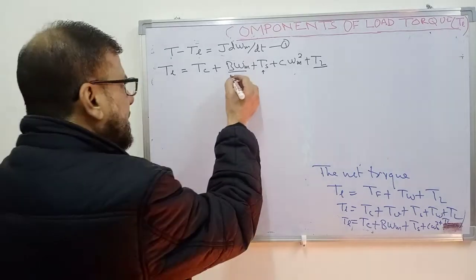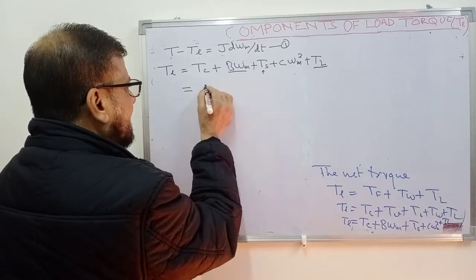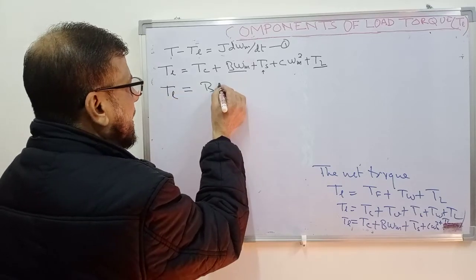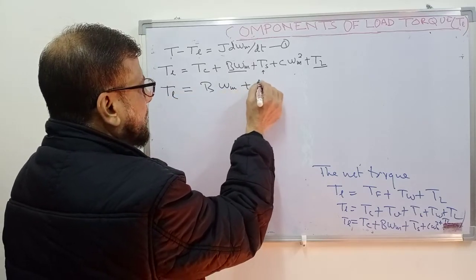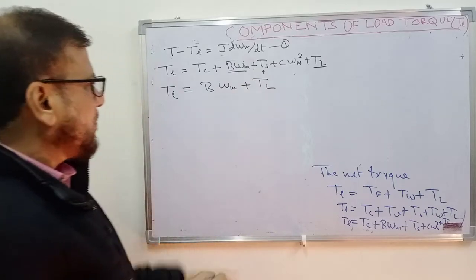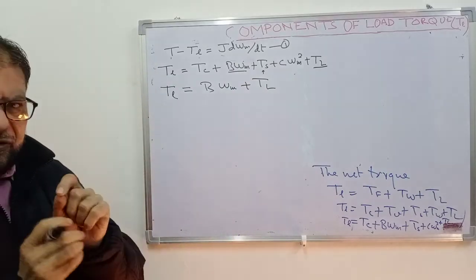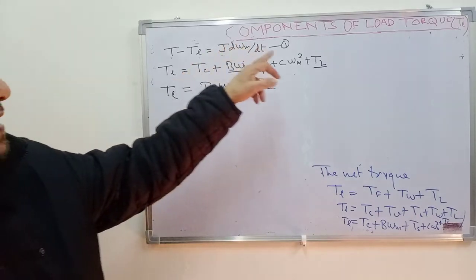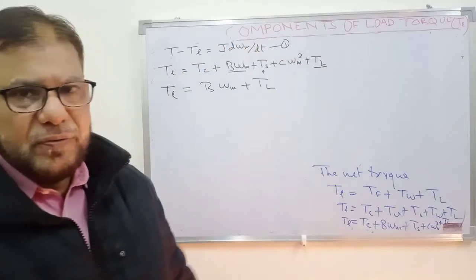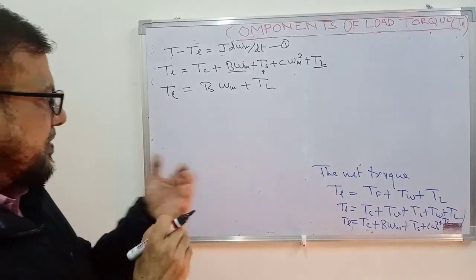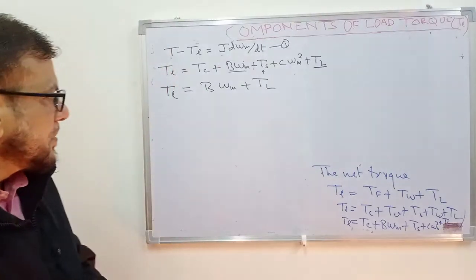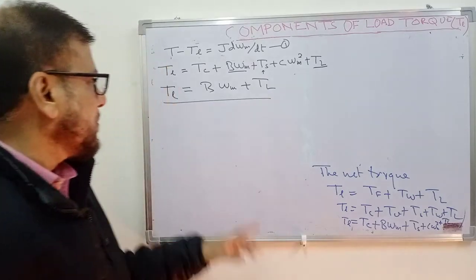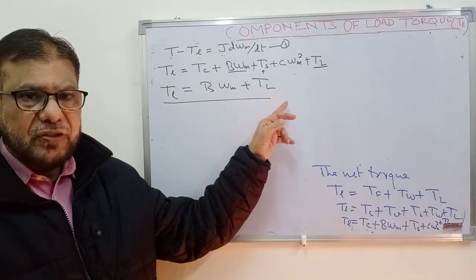The value of B can be increased slightly. So you can write the equation like this: T_L is equal to B omega m plus TL. So the value of B can be increased slightly to take into account the effect of Coulomb friction and wind friction torque. So this simplifies our analysis. This equation reduces to T_L equal to B omega m plus TL.